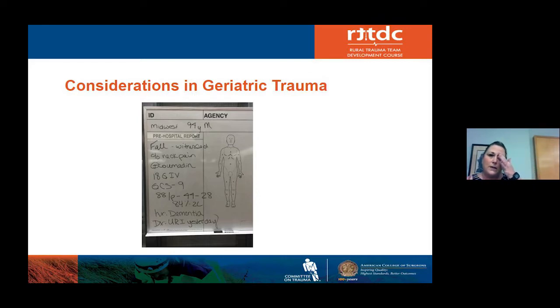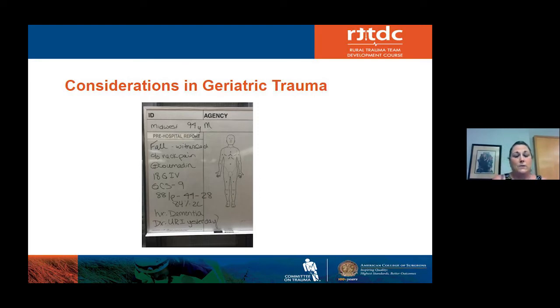So falls in the geriatric patient, even from a ground level or even from a chair in which they were sitting, can cause significant injury. So you have to be aware of that first off, and knowing that they are already complaining of neck pain, that gives you a concern as well. And then you add on the fact that this person has Coumadin on board for anticoagulation. And we're going to go through some of that.